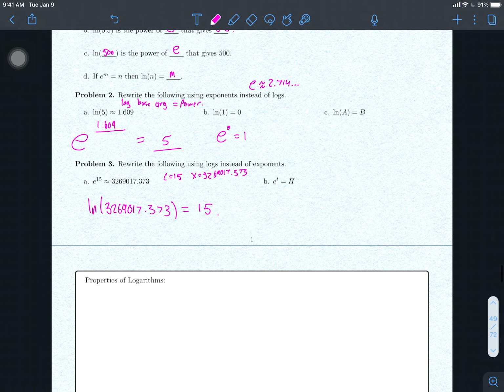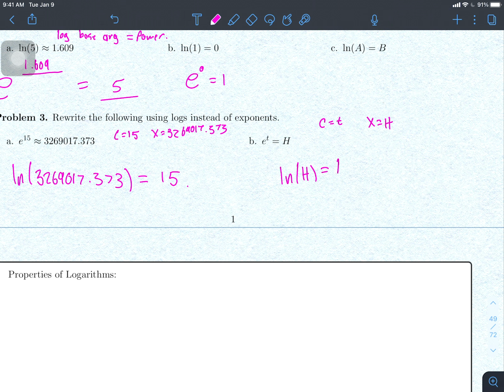Last example, e to the t equals h. This is getting really repetitive now. You can think about it in terms of the power: c is t, and x is h. From our correspondence earlier on, we know that this should be ln of h equals t.